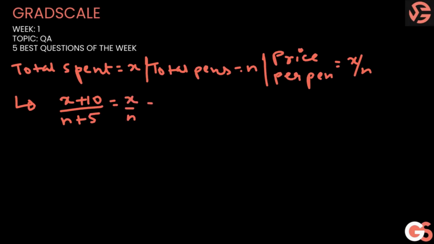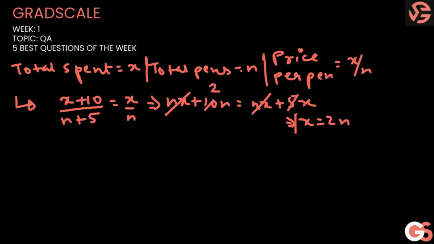Let us solve this. nx plus 10n is equal to nx plus 5x. nx and nx get cancelled. 5 divides 10n, 2 comes up here, hence x is equal to 2n. So x by n is equal to 2. From here itself, we can see that the price per pen becomes 2. So we don't even need to solve for the second equation.